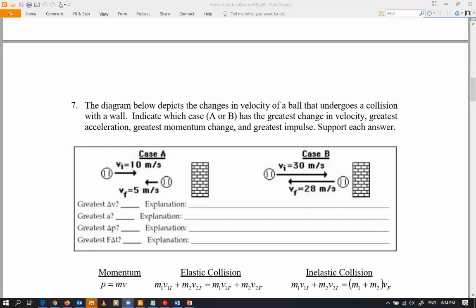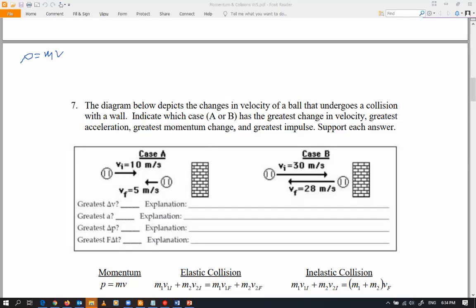The diagram below depicts the change in velocity of a ball that undergoes a collision with a wall. Indicate which case, A or B, has the greatest change in velocity, the greatest acceleration, the greatest momentum change, and the greatest impulse. It wants you to support each answer. The best way to do this is to start by taking a look at some of these equations. First, the equation for momentum: P equals mv, mass times velocity.